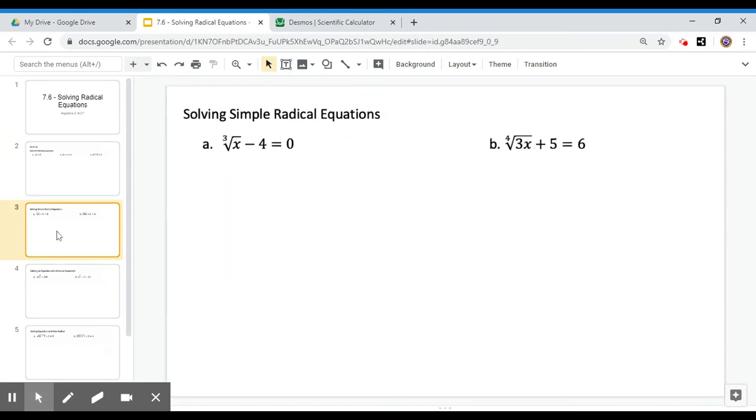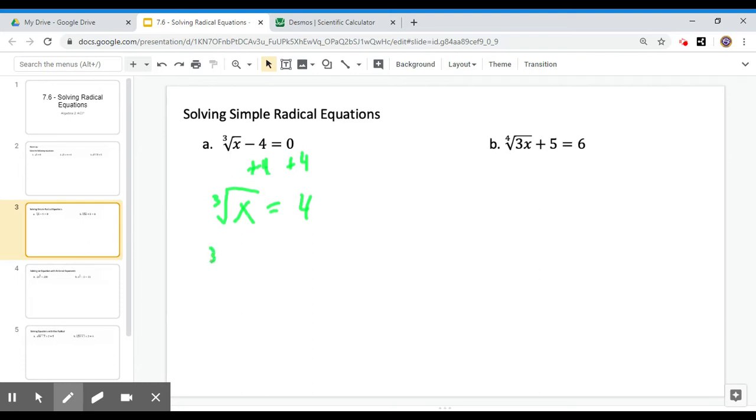All right, so let's start with some different radical equations. So this one we have a cube root, but it kind of works the same way. We want to get that radical alone, so we'll add 4 to both sides here. And then we have the cube root of x equals 4. And just like before, how we squared it to get rid of a square root, we're going to cube this to get rid of a cube root.